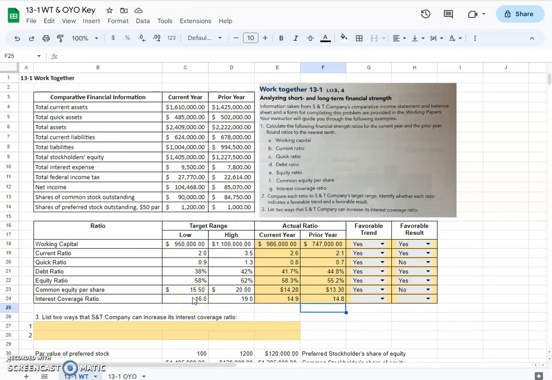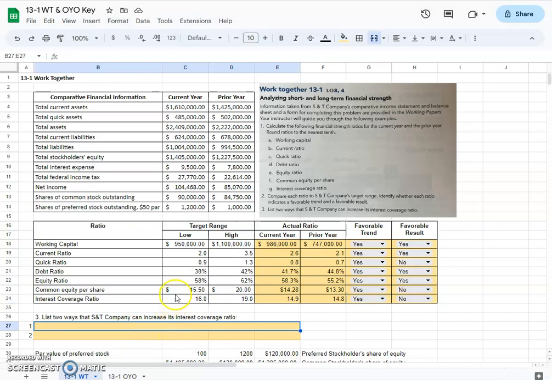So is that a favorable result? No, it's too low. But is it headed in the right direction? It's headed towards that 16. So yes, it's a trend that we can get behind, right? So we ended up with all favorable trends, but we did have 3 results that landed outside of our target range, so they weren't favorable results.